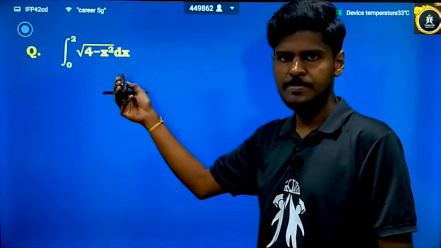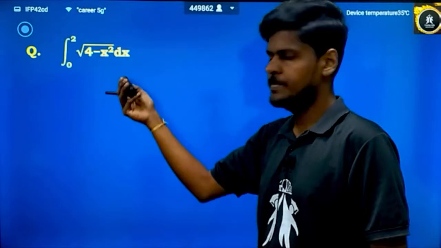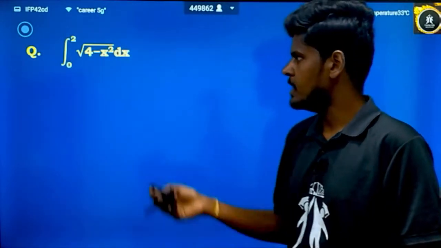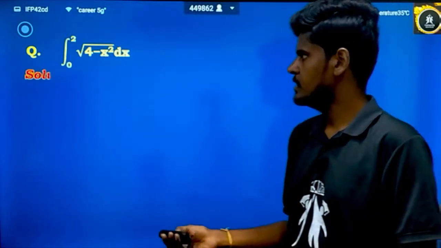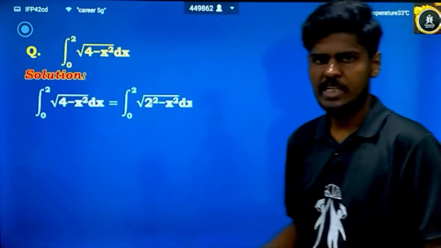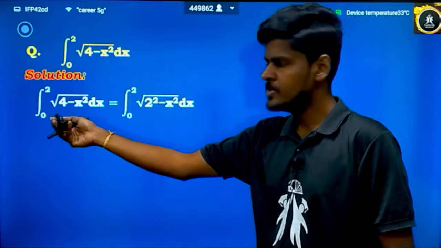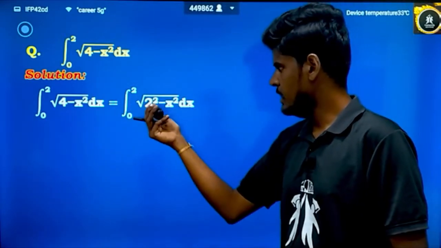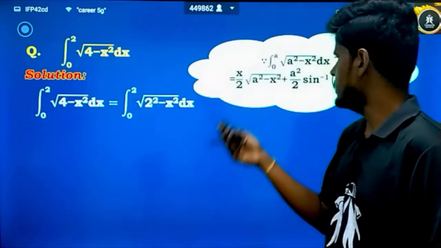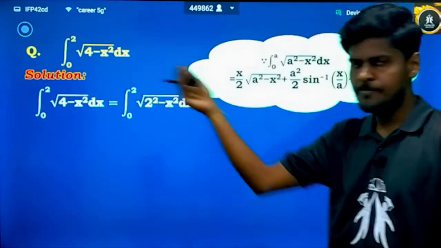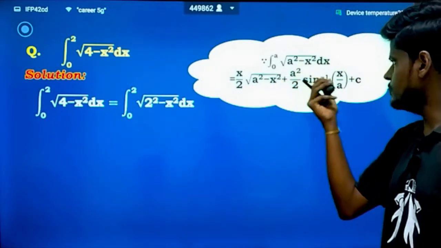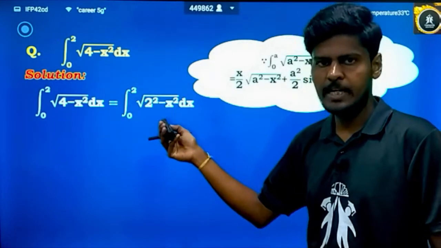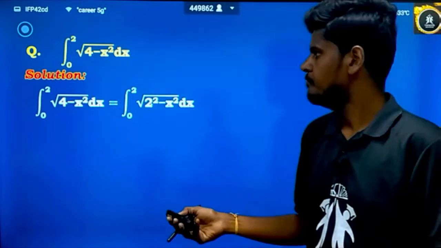x by 2 root of this term plus a square by 2 sin inverse x by a. That is the formula. So just apply the formula and then substitute the limit values. We will see the solution directly. Square root of a square minus x square dx equal to, where a is 2 here. So the formula is x by 2 root of the same function plus a square by 2 sin inverse x by a. Just integrate and then apply the limit.